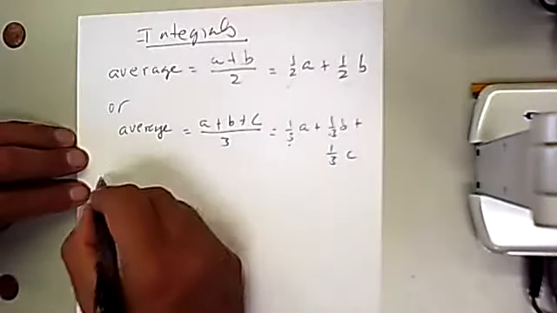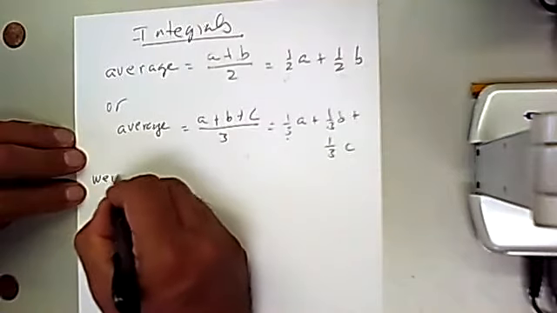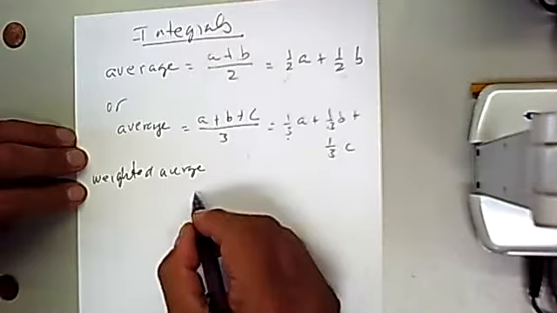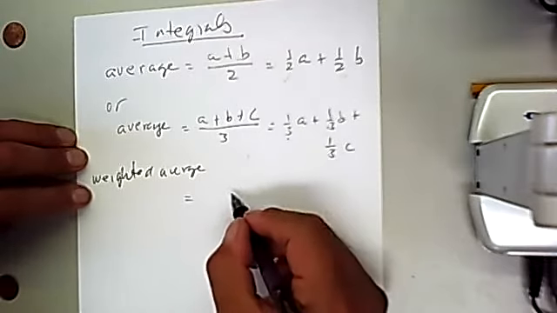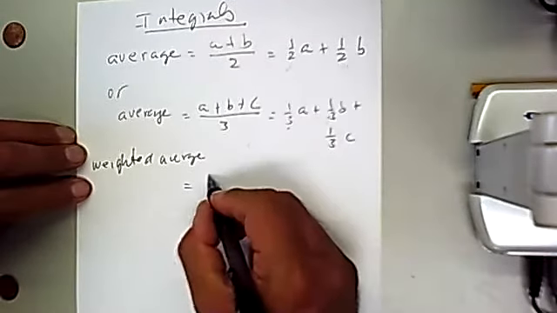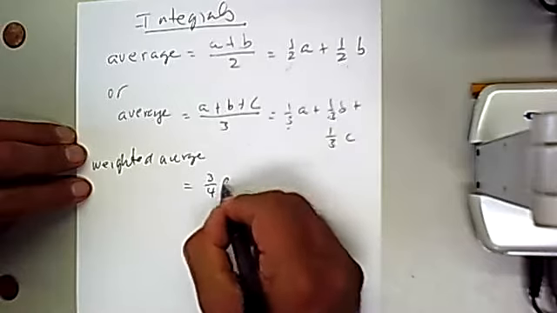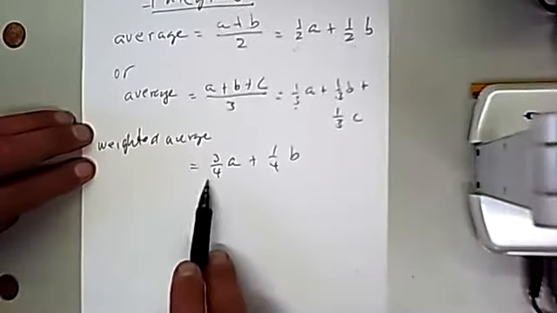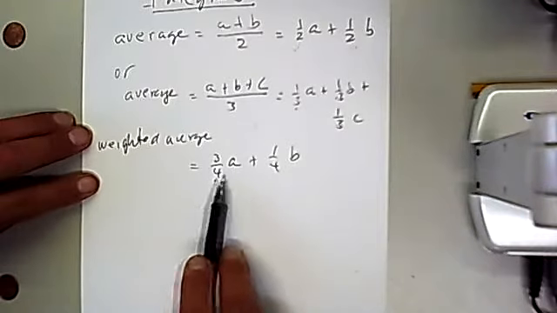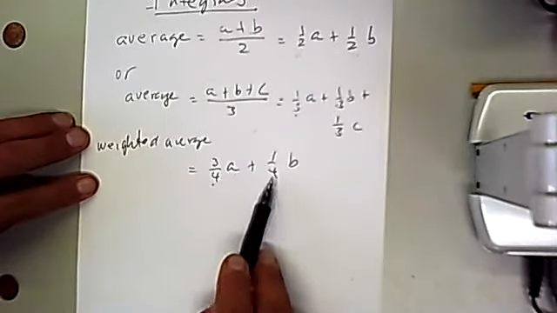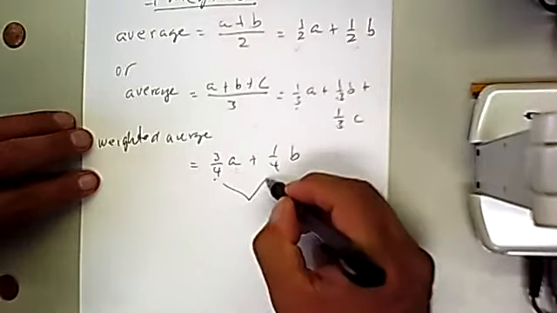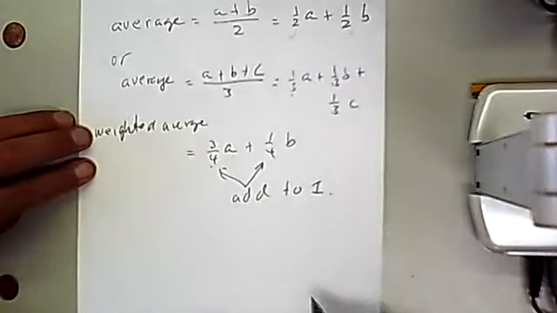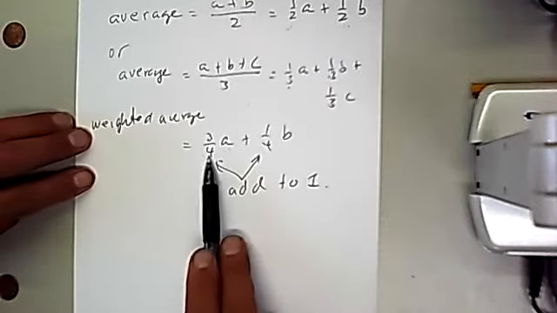So for instance, a weighted average would be, let's say you want to put more weight on what A is, so you can put 3/4 on A and 1/4 on B, and that is a weighted average where you're putting much more weight on the value of A than on the value of B. The key here, though, is that those two add to 1. So again, we're putting way more weight on this.